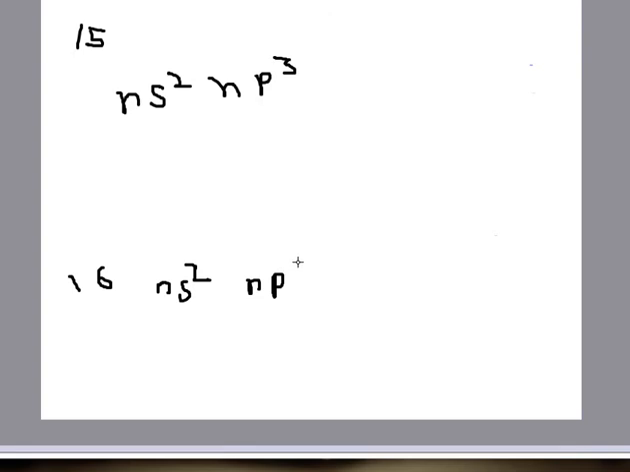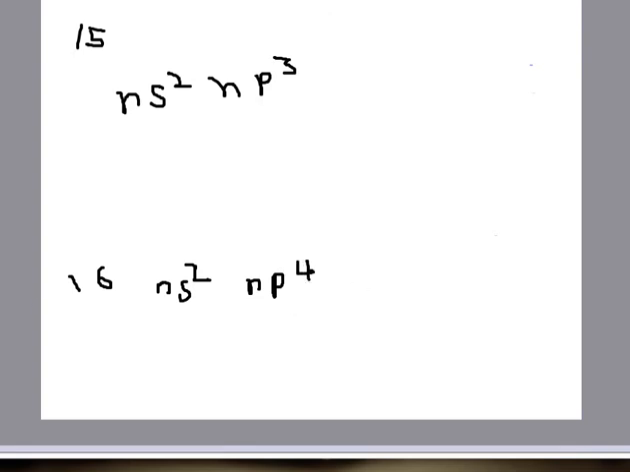In group 15, what is the general electronic configuration? ns2 np3. And in group 16, what is the general electronic configuration? ns2 np4.